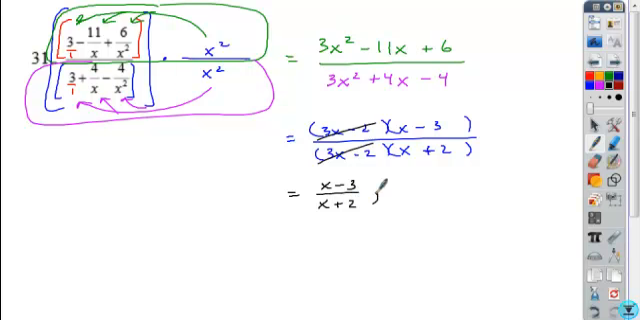If I go back and look at any domain restrictions, I see right here that x can't be 2/3. That restriction's not shown in my simplified form. But then I have to go back into the original form as well. In the original form, I see right here that x can't be 0, and that's true here as well, and then each of these up there. So I have the additional domain restrictions that x can't be 0, and it can't be 2/3.